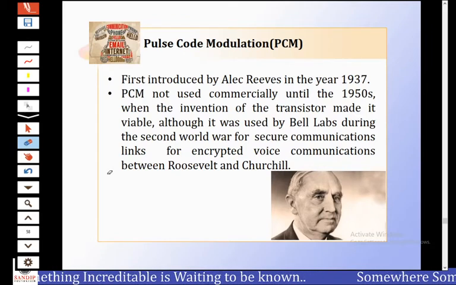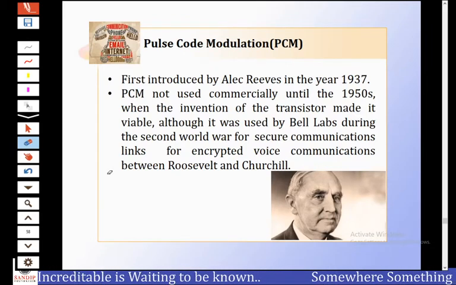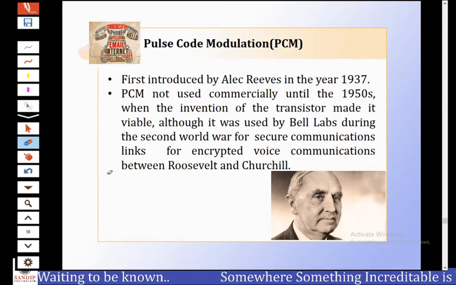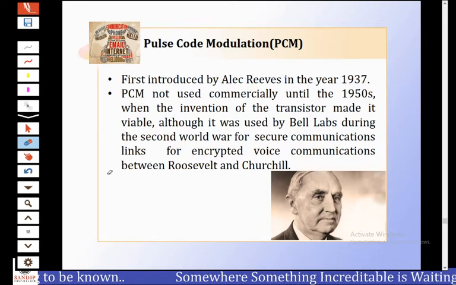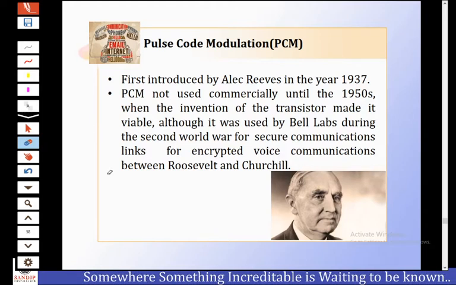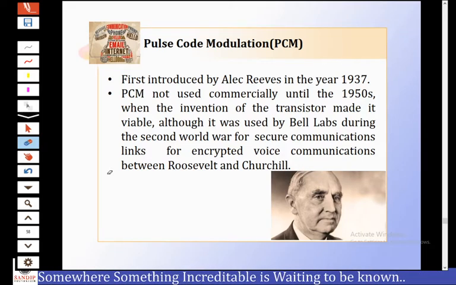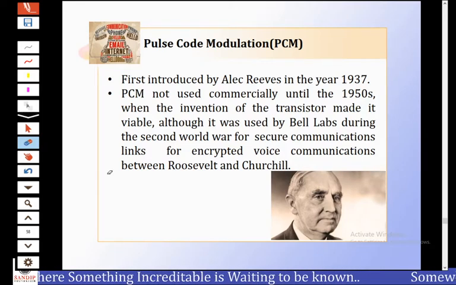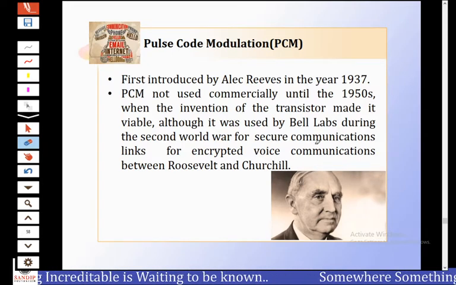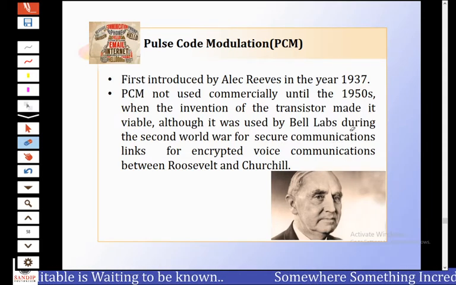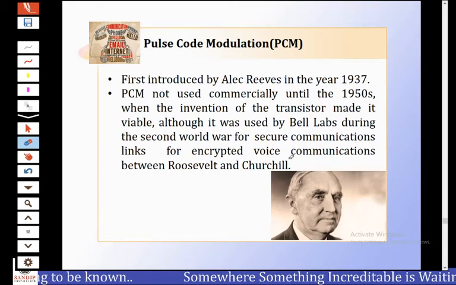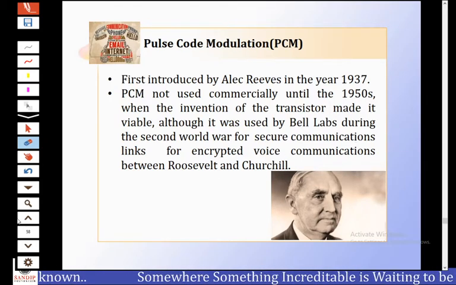That means the PCM output is in coded digital form, not in analog form. It is in the form of digital pulses of constant amplitude, width and position, not variables. Therefore, the information is transmitted in the form of code words. Hence, because of this, it was used in Bell Labs during the Second World War for secure communication links for encrypted voice communication between Roosevelt and Churchill.